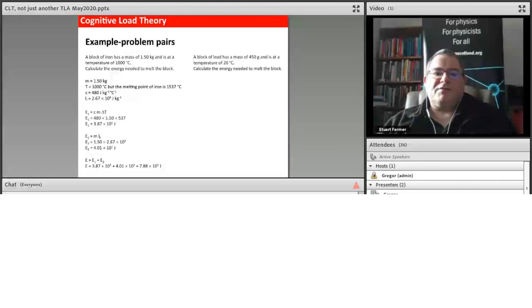This time I've thrown in another little change. If you can read that carefully, it says that a block of lead has a mass of 450 grams. So this is the first time that I've added in a non-standard unit. Again, I might have been guilty in the past of throwing in unit prefixes at a very early stage. And that's just going to be another bit of information that's going to add cognitive load and potentially push the pupil beyond the 4 ± 1 bits of information that they have to deal with, and as a result cause them to have difficulties.